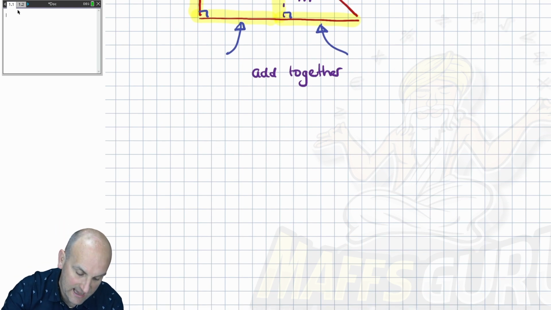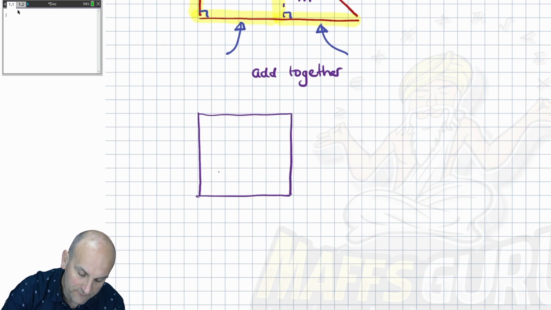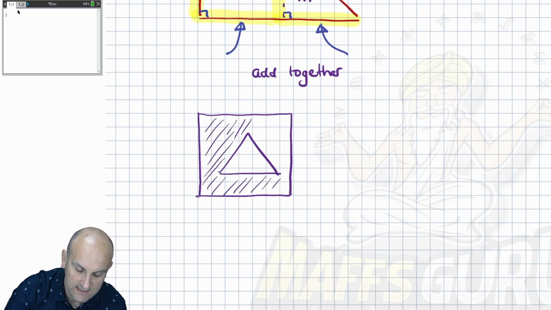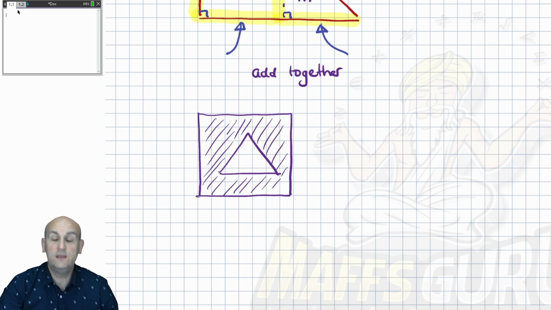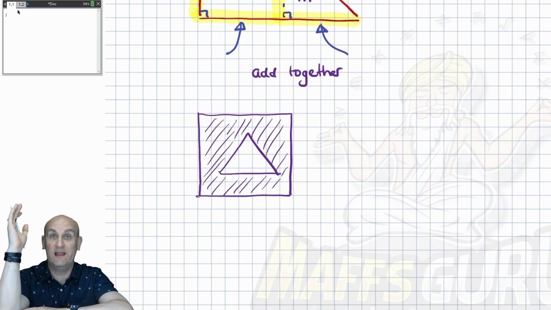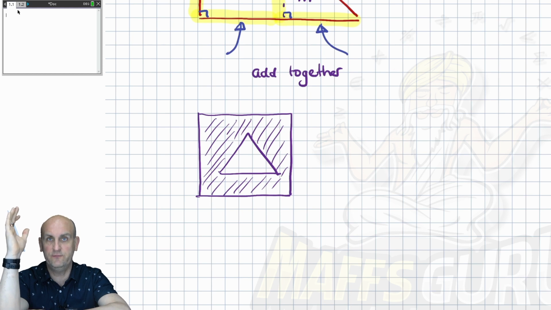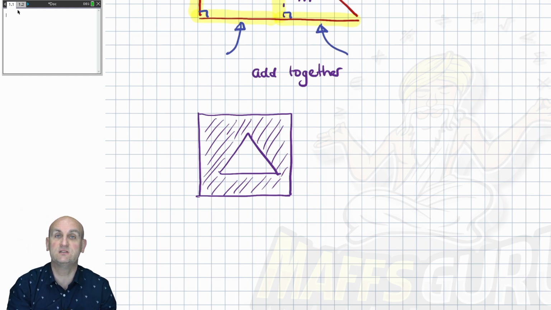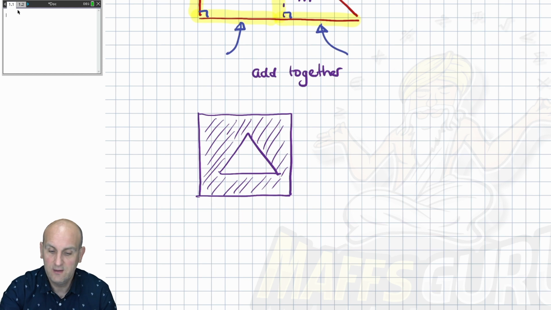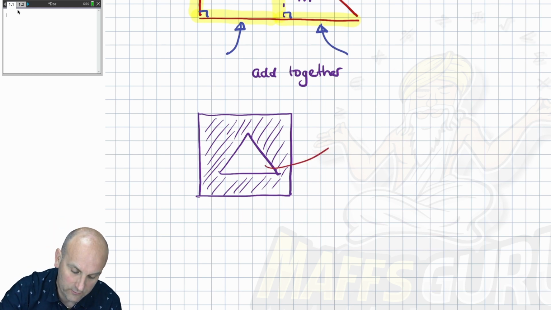We may actually have a shape such as this, where we have a square and we have a triangle inside it. And what they want us to do is find the area of the shaded section. Well, what we notice is we've got a quadrilateral that we know how to find the area of. We have a triangle inside, which seems to have been cut out. So whenever they cut a section out of the shape, all right, so when it's cut out, you subtract.